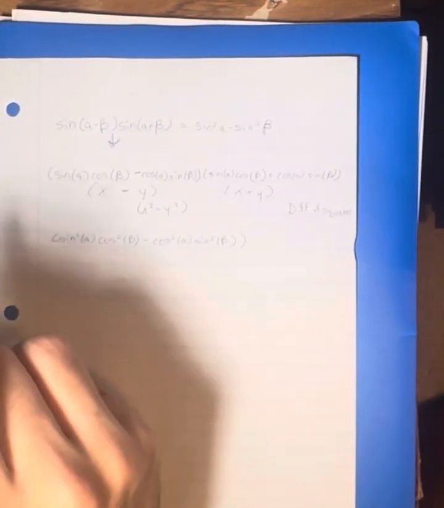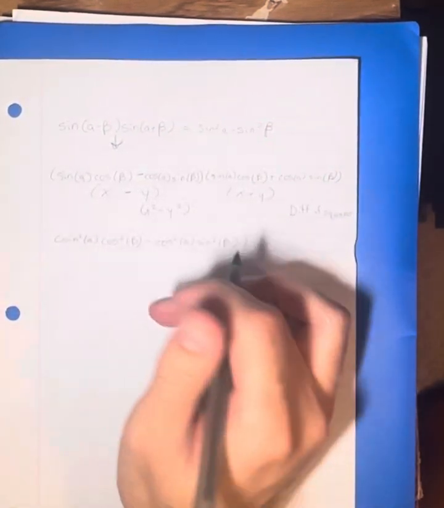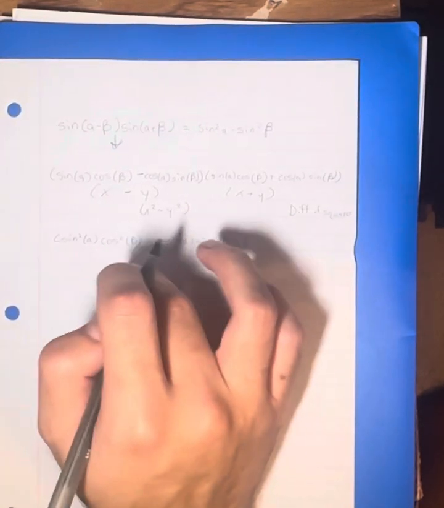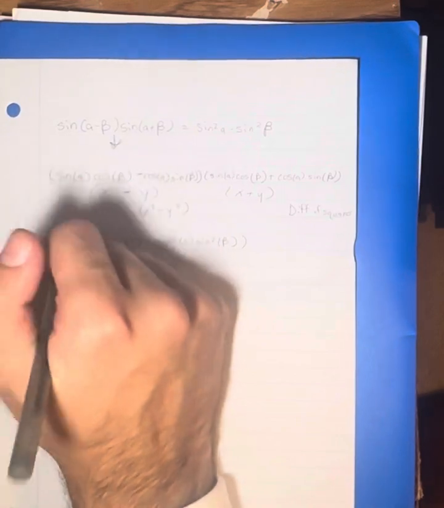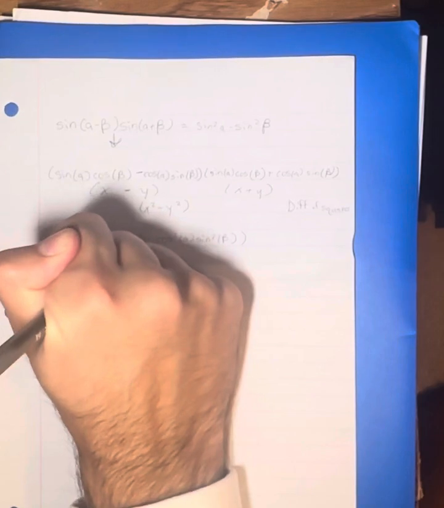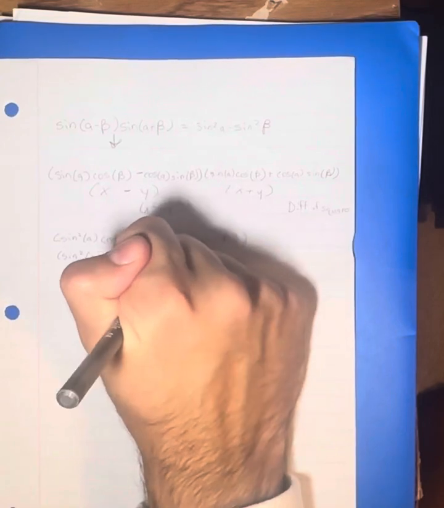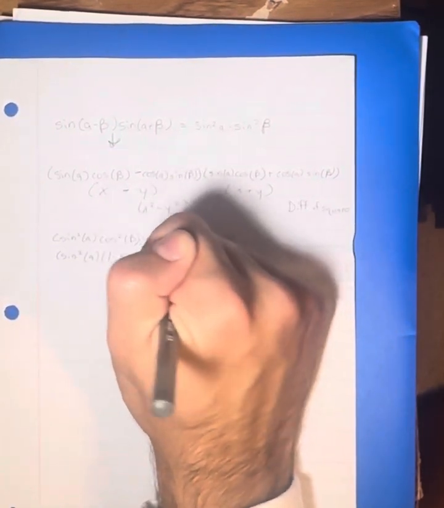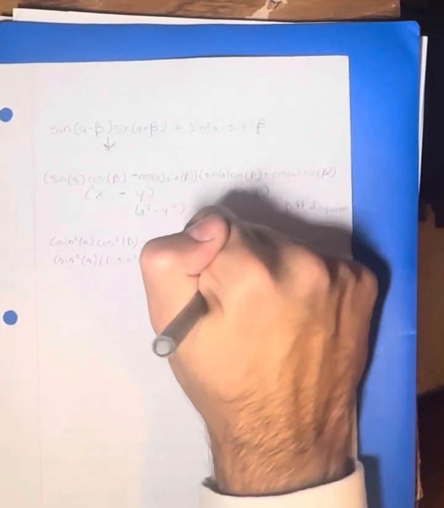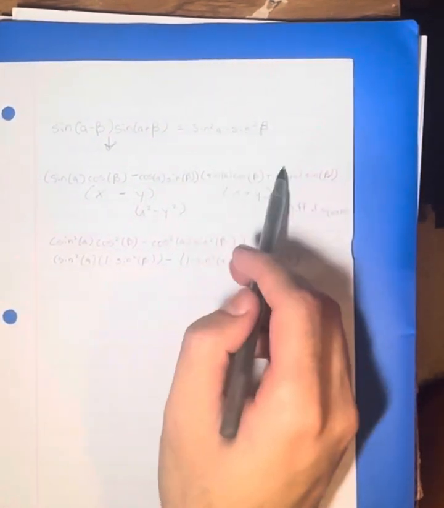The way that I'm going to get rid of these cosines is by knowing what cosine equals. Cosine squared is equal to 1 minus sine squared. So if we know that, then we can make this sine squared alpha times 1 minus sine squared beta, minus, keeping with the trend here, 1 minus sine squared alpha times sine squared beta. So this is looking a lot closer to this already.